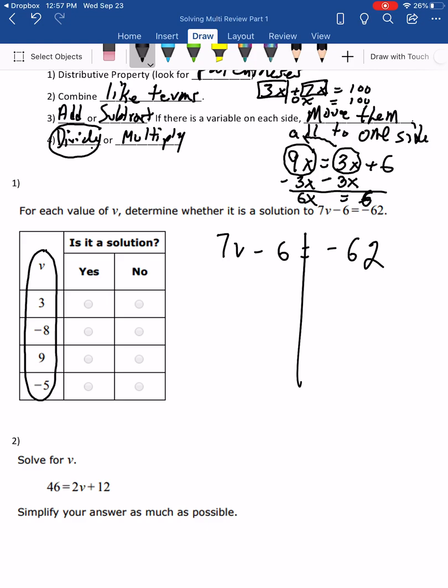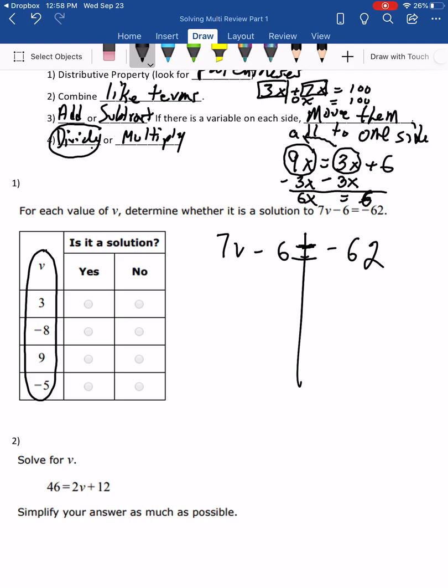Okay, step one says distribute, look for parentheses. Do we have any parentheses here? No. Step two, combine like terms. Do we have any like terms here? Well, the negative 6 and negative 62 are like terms, but they're not on the same side. They have to be on the same side of that equal sign, so they're not combinable. Step three, add or subtract. If there's a variable on each side, move them all to one side. Well, we only have a variable on one side, which is what we want.